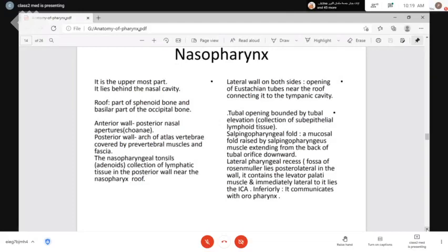And the second thing on the lateral wall of the nasopharynx is the lateral pharyngeal recess, which is the fossa of Rosenmuller, lying posterolaterally in the walls of the nasopharynx. It contains the levator veli palatini muscle, and immediately lateral to it lies the internal carotid artery. Inferiorly, it communicates with the oropharynx.